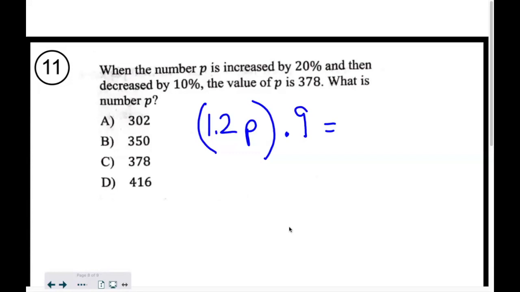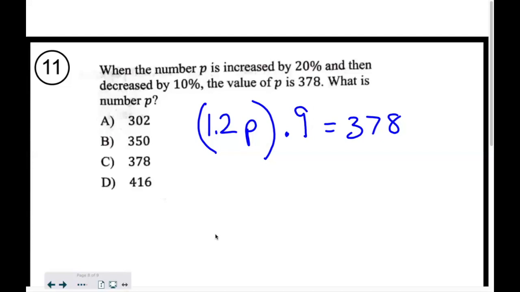Wait, let me read that again. When the number p is increased by 20% and then decreased by 20%, the value of p is 378. What is the number of p? I think the wording is strange. I didn't realize it said that. It should just say the value when the number p is increased by 20% and then decreased by 10% is 378. I don't know what they mean by the value of p is 378, because if they ask what the number p is, then it would just be 378. I don't think that's the answer. I think they want us to find p.